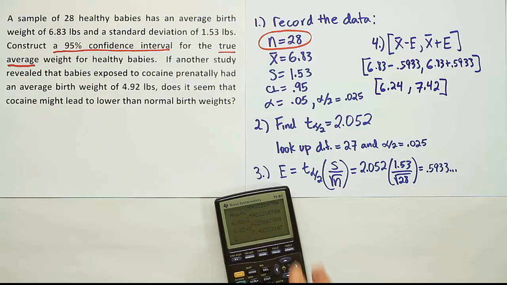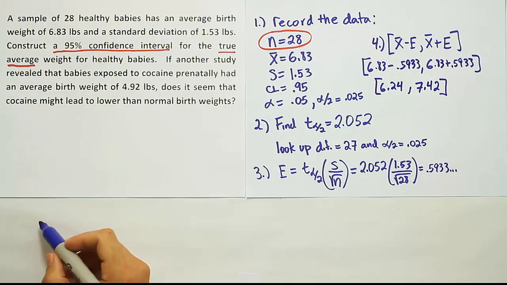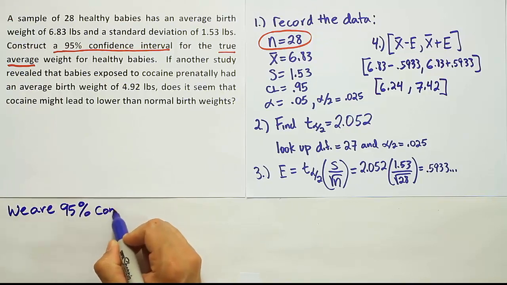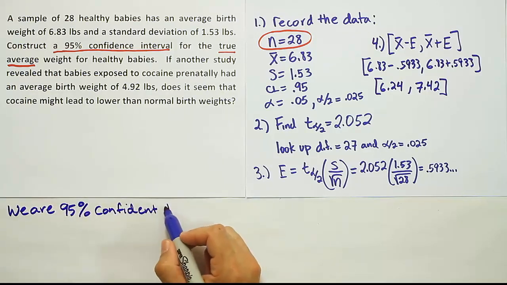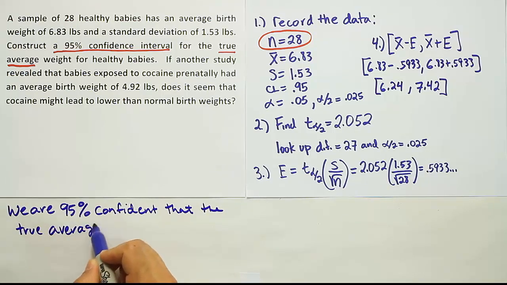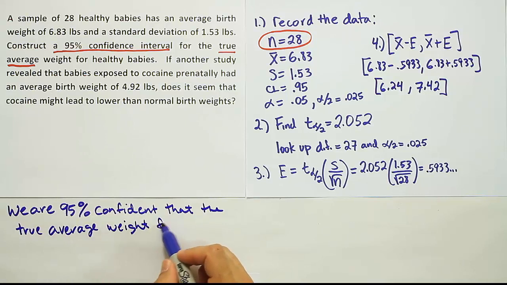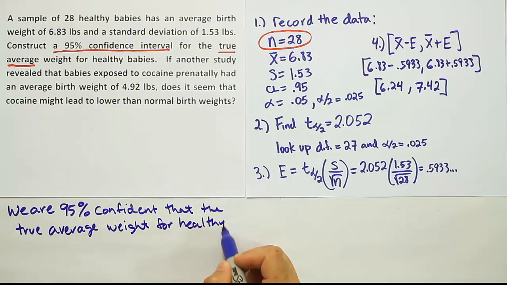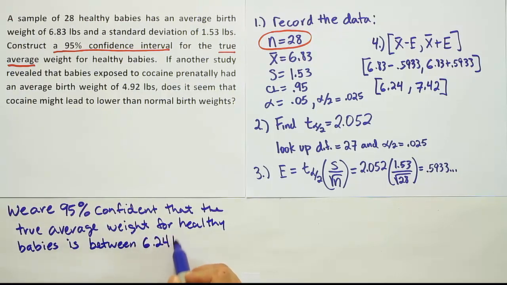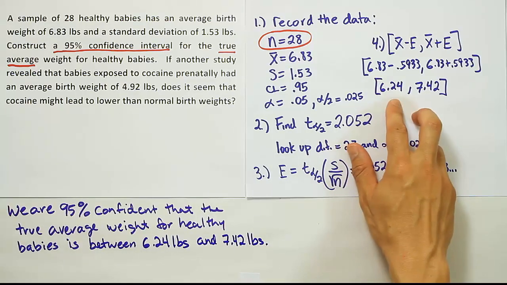Let's go ahead and write out the classic statement that we always use when working with these problems. So we'll write out the statement: we are 95% confident that the true average weight for healthy babies is between, and we'll put our numbers, 6.24 pounds and 7.42 pounds.